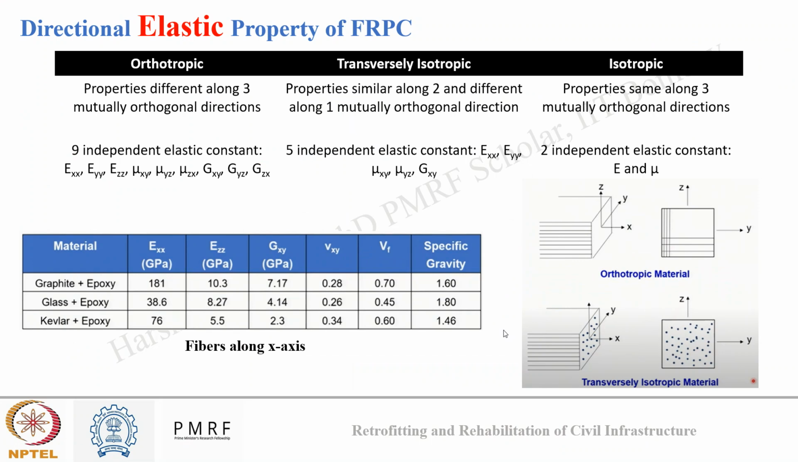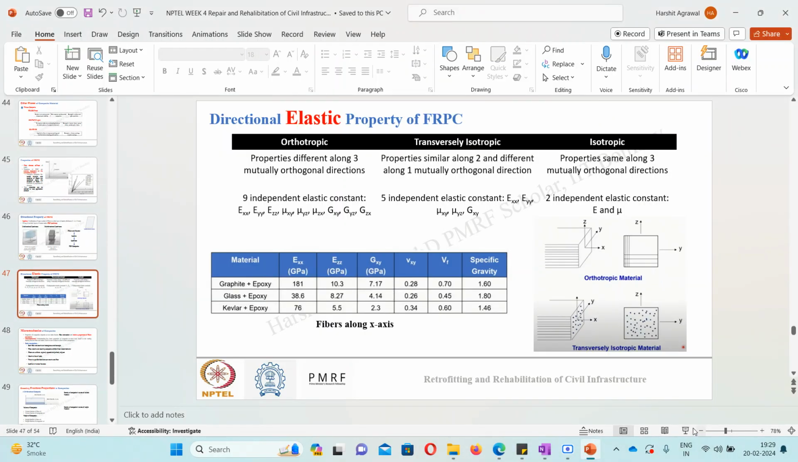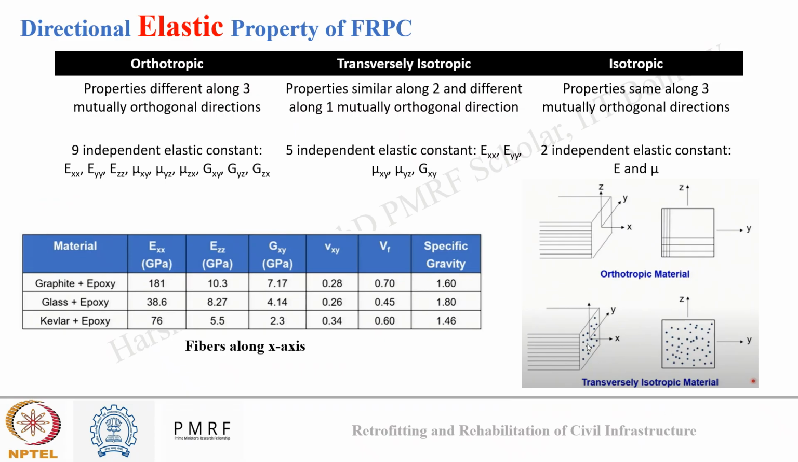Okay. Any doubt in this theory part of FRPC? What is FRPC? What are different types of fibers? How do fiber properties change? What are polymers? What are the different types of polymers which are present? How does fiber orientation affect the property of an FRPC? And based on orientation, how can we classify FRPC? Any doubt in this question? Okay. So if no doubts, we will move ahead.